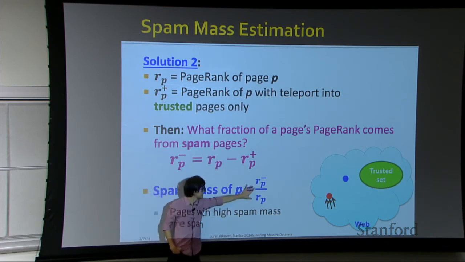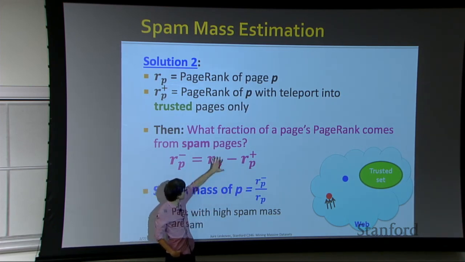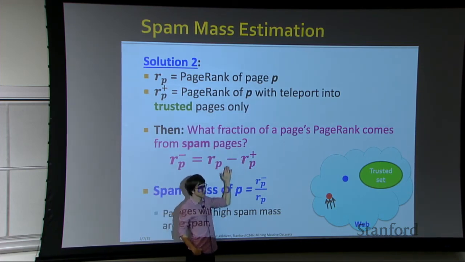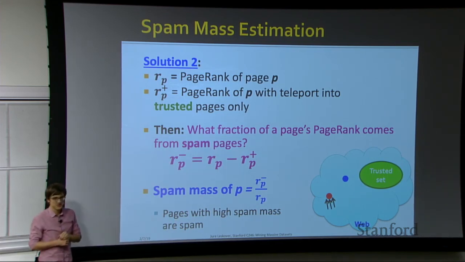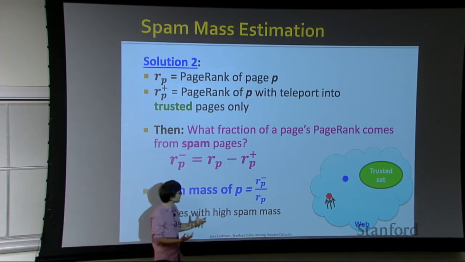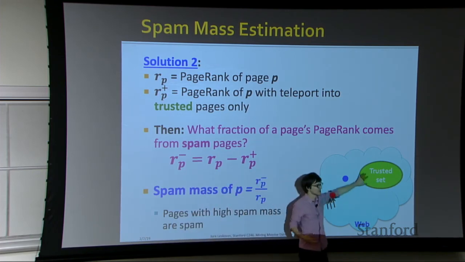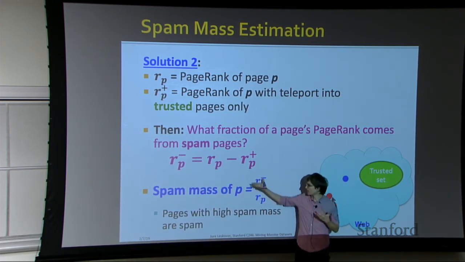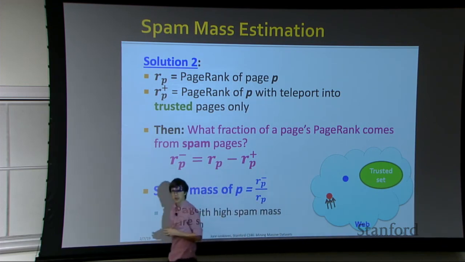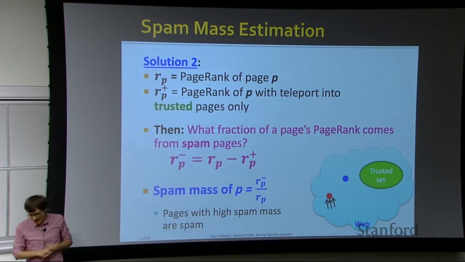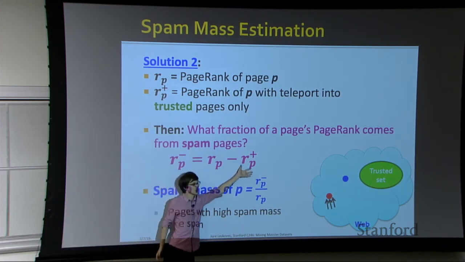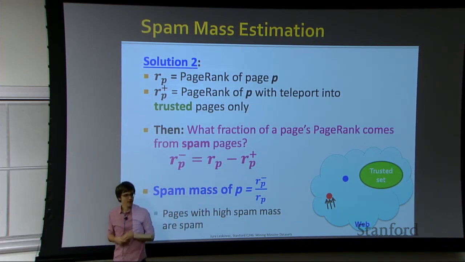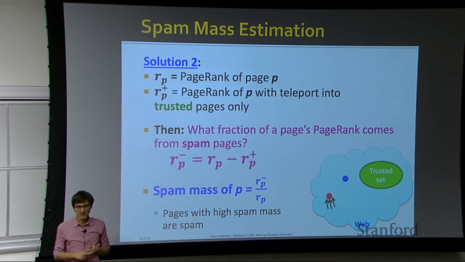Spam mass is basically defined by the overall score minus the trusted score. The bigger this difference, the more suspicious a page is, because it got its PageRank score from somewhere other than the trusted set. And the hypothesis is that it got it from the spammers. That's the idea of spam mass estimation, which allows us to compare the overall PageRank versus the trusted PageRank. Great. Any questions?